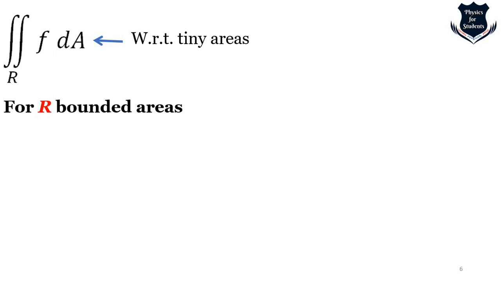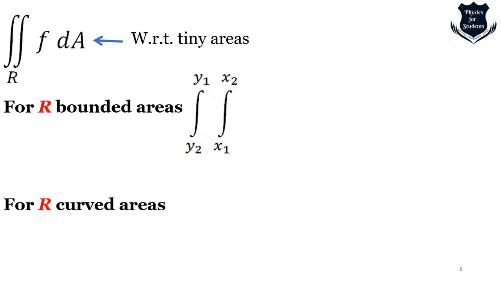So R is a rectangle, and these bounds will be constants, and these are denoted in this way. When we are dealing with curved surfaces, when R is curved, I mean the area which is a bit curved space, the inner integral is expressed as a function of the outer variable and is denoted by this.